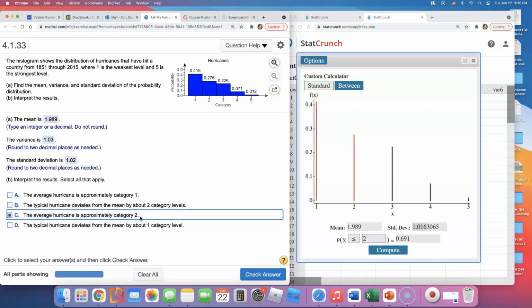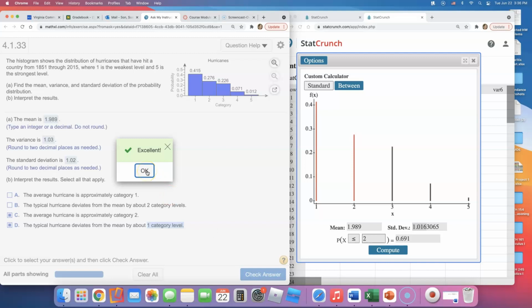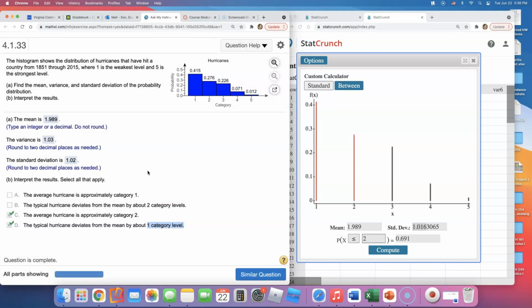Now about the standard deviation. Typical hurricane deviates from the mean by about 1 category level. This is true because the standard deviation is 1.02. So I'm going to go with C and D. And that was it. And that's how you can do this problem.